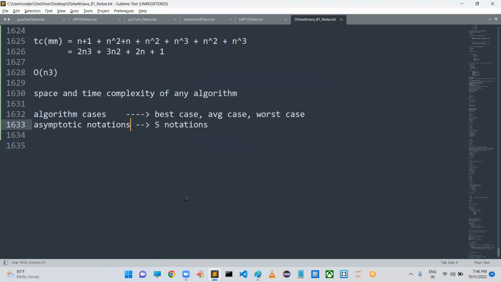Can we do one example with a recursive program for time complexity? Yeah, we will see, Vishal, because in recursion we are going to talk in detail. There I will cover it.